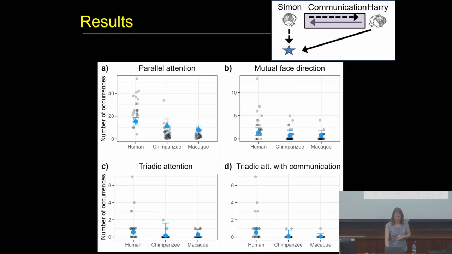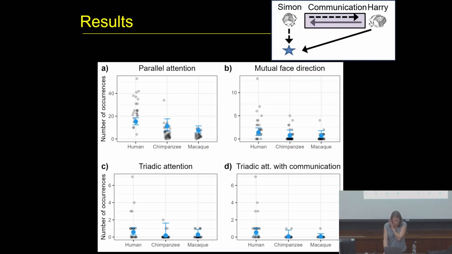And then in terms of triadic attention, they've both looked at the laser and then they've looked at each other within 3 seconds of disengaging with the laser. Here we find moderate evidence for this happening more in humans than in chimps and macaques. And then when we got one individual to communicate, not both, again we see the same pattern, that there's some support for that happening more in humans than chimpanzees and macaques, but critically, we're seeing it happen across all species. And then our final level, our gold standard of what we were really looking for, is when both individuals communicate at that point where they look at each other.